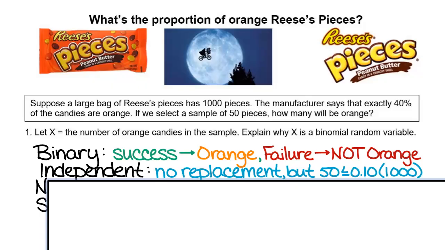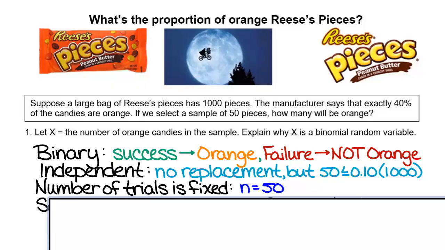What does N stand for here? Number in our sample. What is the number in our sample? 50. Please make sure that you are writing down little n equals 50. Don't just put 50 when we talk about number of trials. Little n would be our sample size. Make sure you're writing that down.